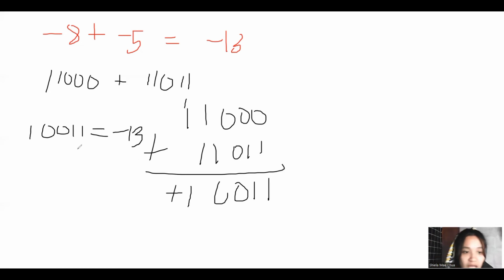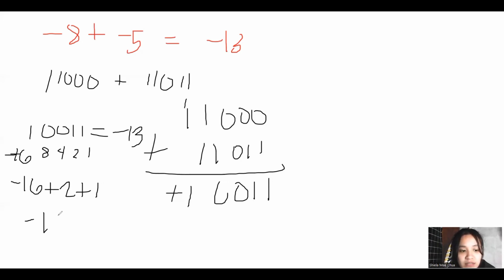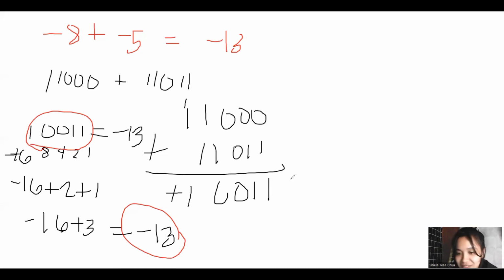So let's check. If it's 1, 2, 4, 8, and 16, 16 here, but because 1 corresponds to negative, it will become negative 16. So if it's negative 16 plus 2 plus 1, basically it's negative 16 plus 3, which is equal to negative 13. So basically, 1, 0, 0, 1, 1 is equal to negative 13. So our answer for this is correct.